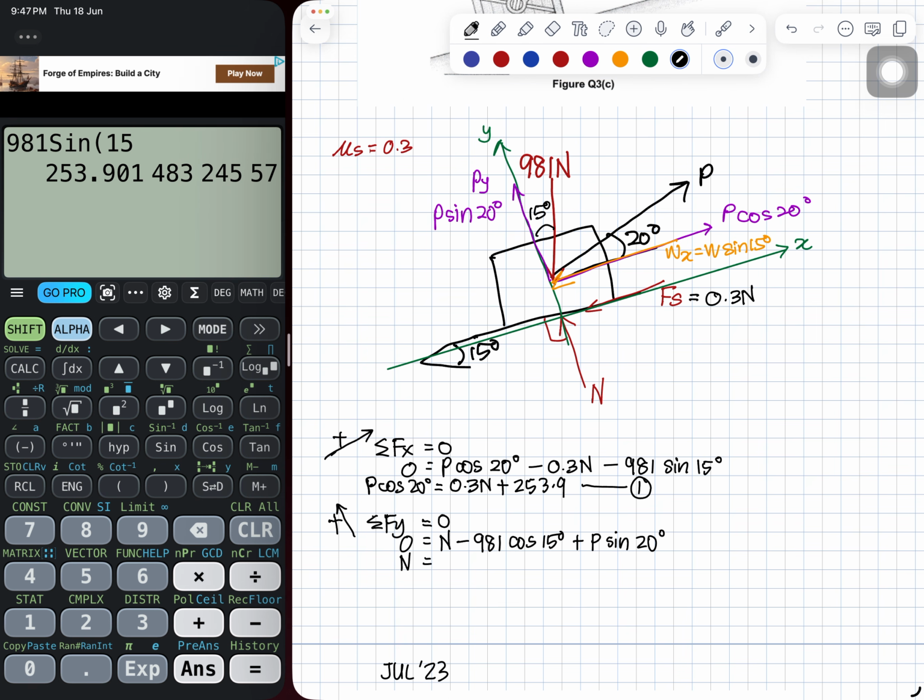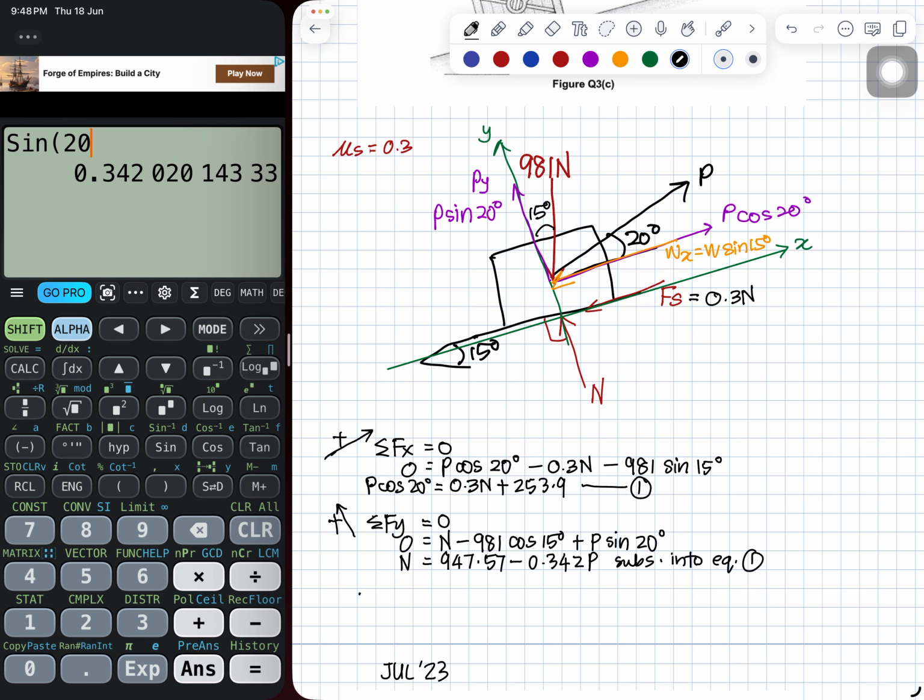Alright, we can get the value of N from this equation. So N equals 981 cos 15, which is 947.57, minus sine 20, 0.342 P. Substitute this equation into equation 1.